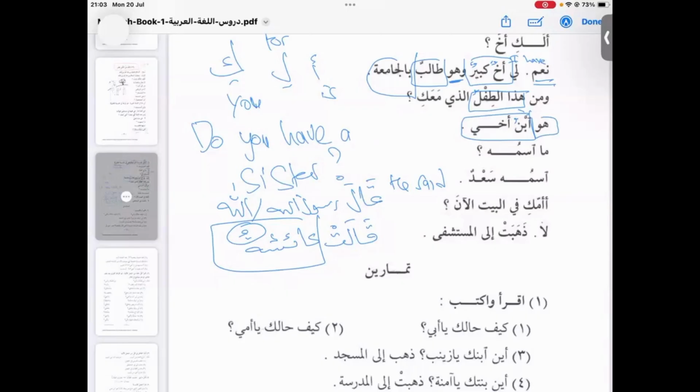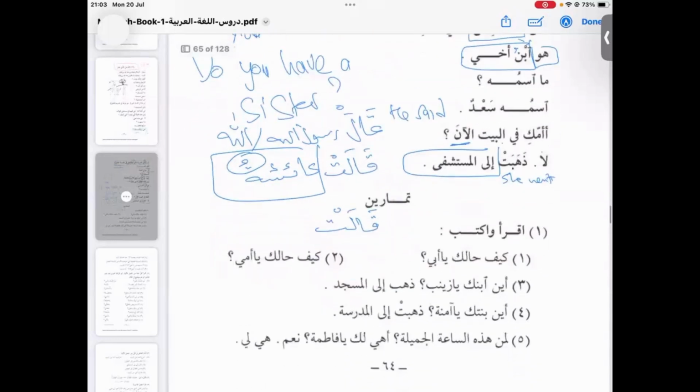In the Quran, in Surah Yusuf, the lady who wanted to seduce Yusuf alayhi salatu wasalam, Allah records what she said. She said to Yusuf, qalat, she said. This lady that wanted to seduce, Imra'atul Aziz, the wife of the Aziz. Qalat, she said, hayta lak, come to me. So, ummuki is your mother fil baytil an, in the house now. La, dhahabat. She went ila al-mustashfa, to the hospital.